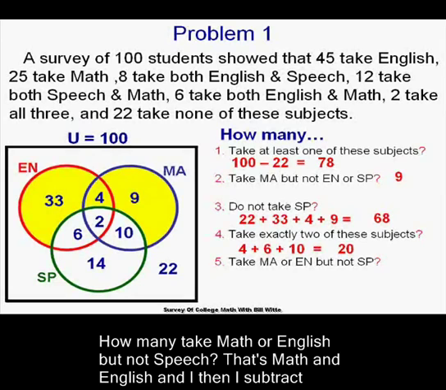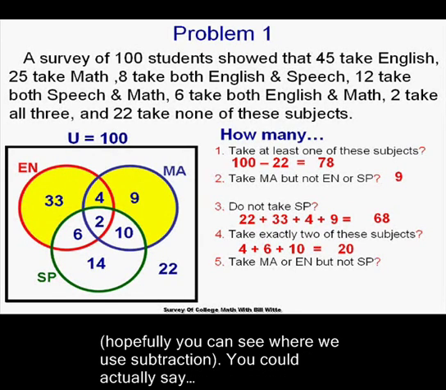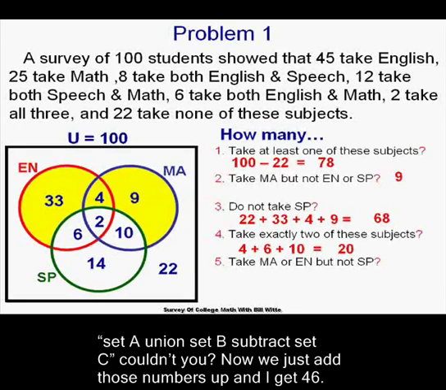That's math and English, and then I subtract. You can see where we use subtraction, isn't it? It's kind of like A union B, subtract C, like we had before. And we just got to add those numbers up, and I get 46.